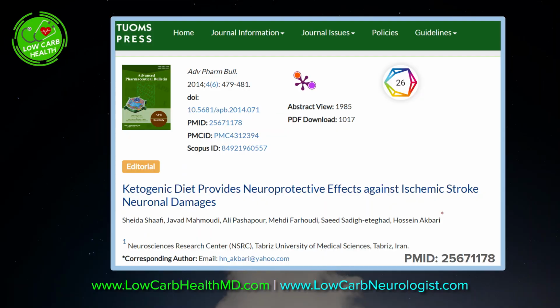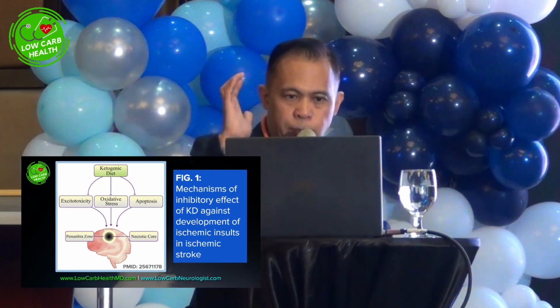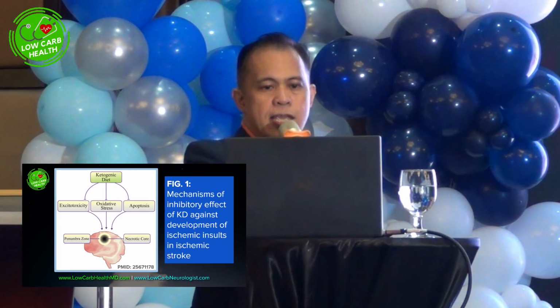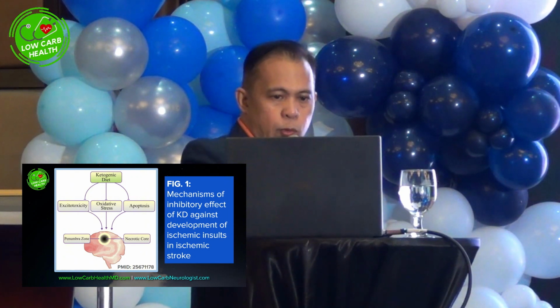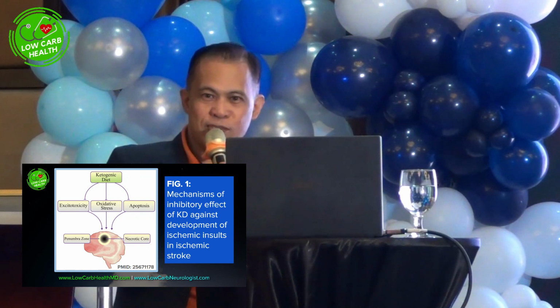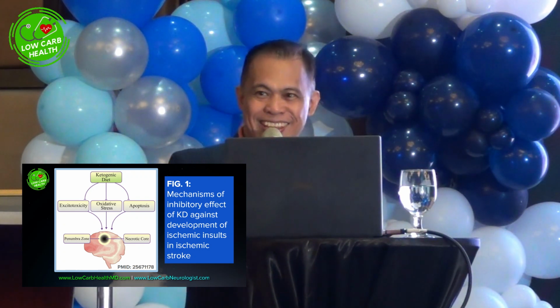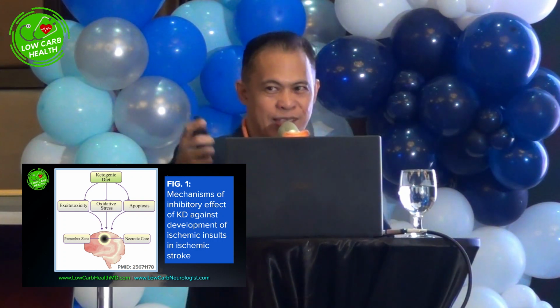In this paper, ketogenic diet provides neuroprotective effects against ischemic stroke, and I'm showing this because it is much easier to understand in this figure that the ketogenic diet helps one avoid excitotoxicity, oxidative stress, and cell death or apoptosis, especially in one with ischemic stroke. So it's like Idarabo. You remember the lecture yesterday? Ketone bodies are much like how Idarabo works.